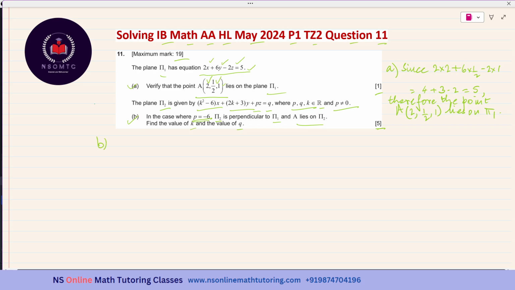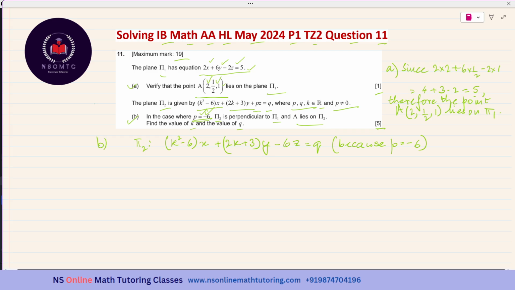So, we are given many pieces of information, but one of them is pi2 is perpendicular to pi1 and p's value is given. So, let me just rewrite the equation for pi2. It is k square minus 6 x plus 2k plus 3 y minus 6 z equal to q, because p equal to negative 6.